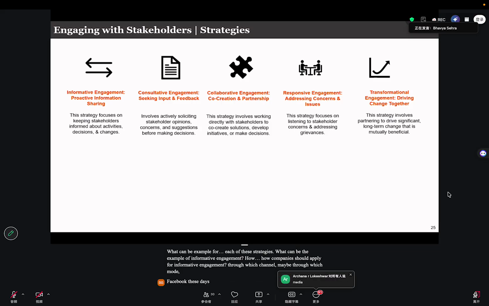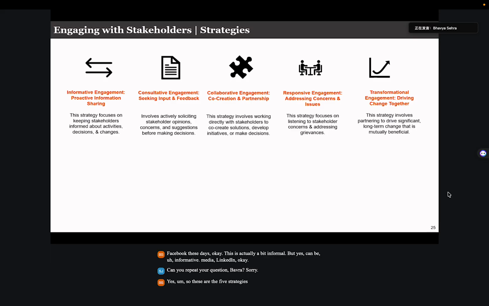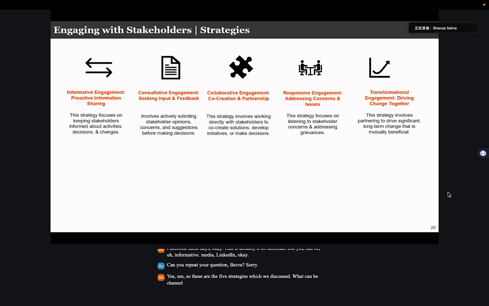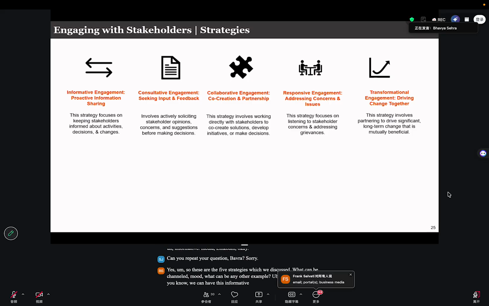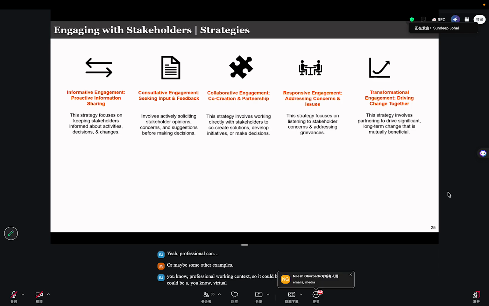Facebook these days. Okay, this is actually a bit informal, but yes, it can be informative. Media, LinkedIn. Okay. Can you repeat your question, Bhavya? Sorry. Yes, so these are the five strategies which we discussed. What can be the channel, the mode, or any other example through which we can have this informative engagement? Through portals, business media. Okay. Or maybe professional, some other examples. Yes, a professional working context. It could be a Teams meeting. It could be virtual meetings we can do. Would that serve as an example?